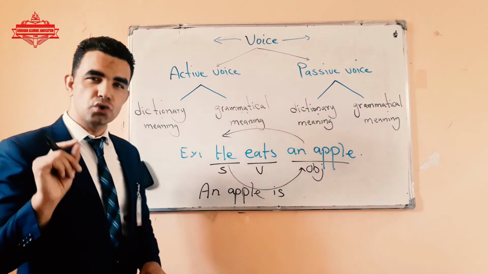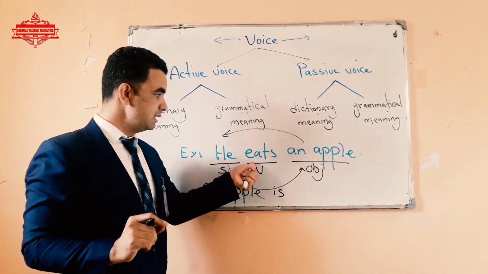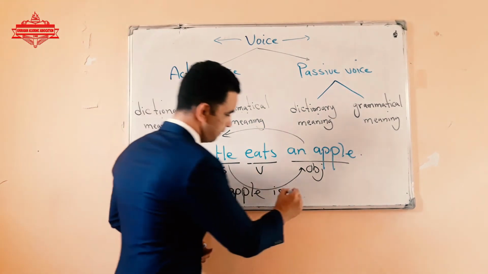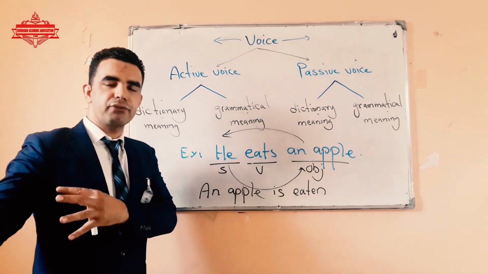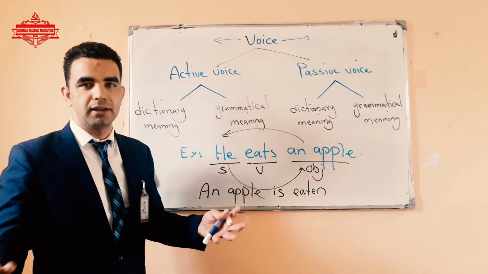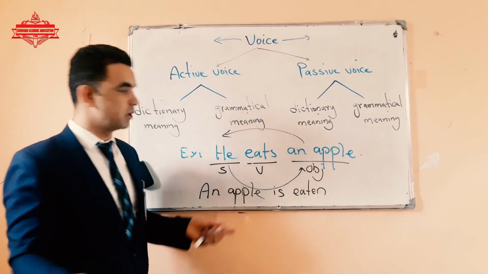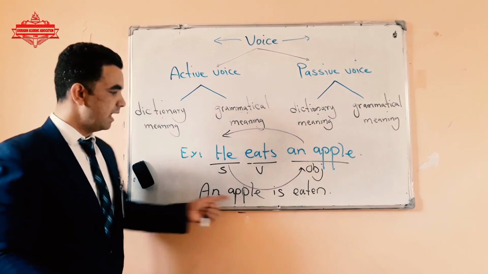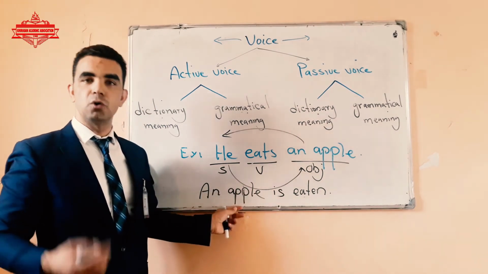Mostly there is a rule in passive that we have to use the third form of the verb. Eat, ate, eaten. An apple is eaten. So using the by phrase in passive is optional. What does it mean? It means you can use it if you want, and if you don't want, there is no need. So this is done. An apple is eaten.